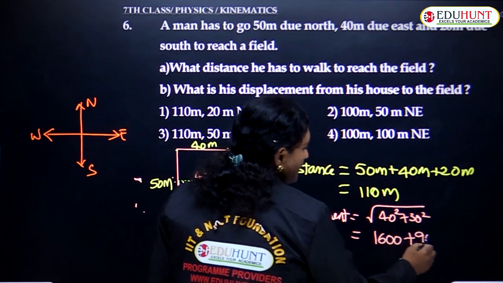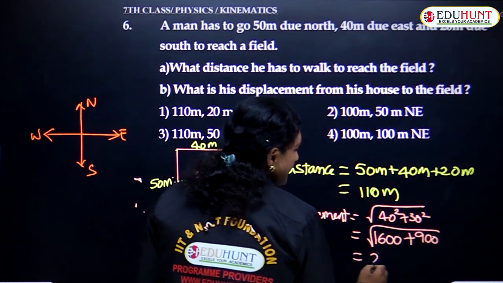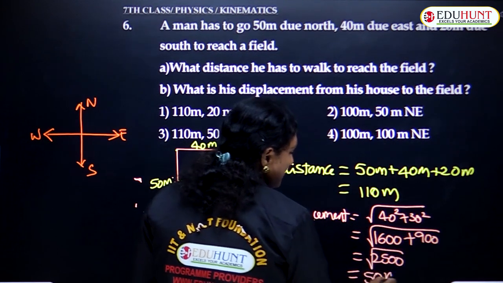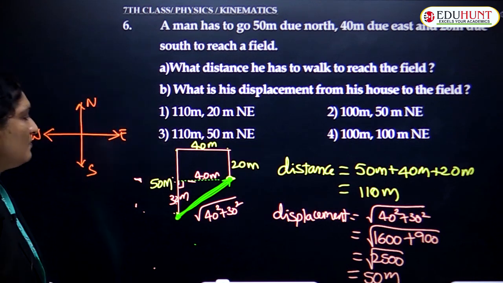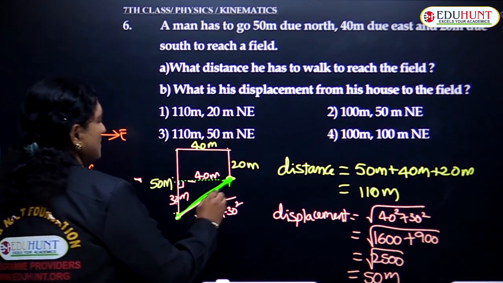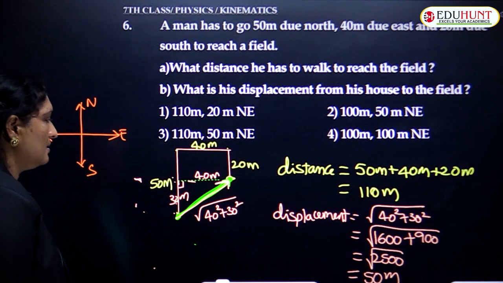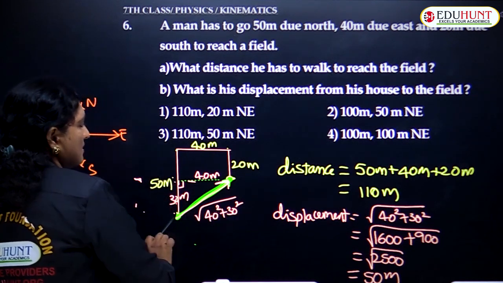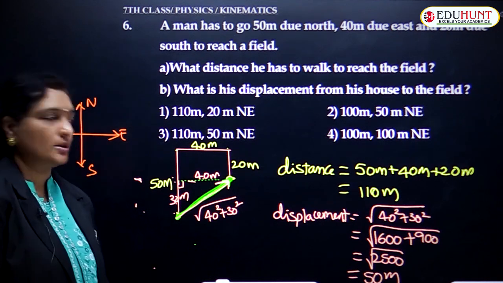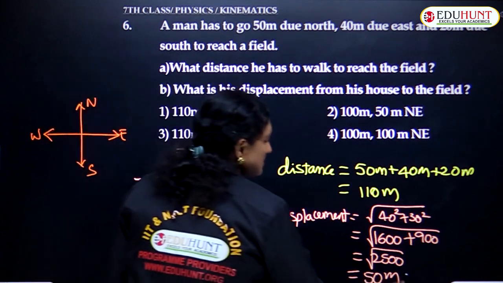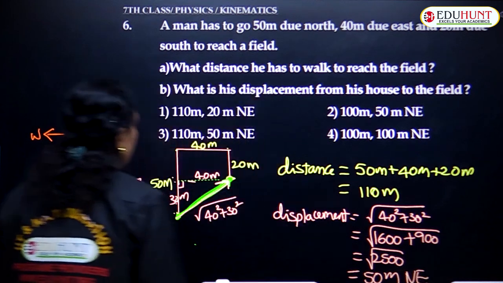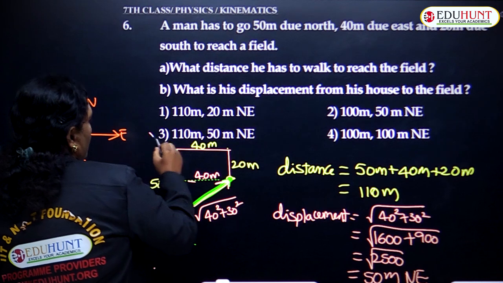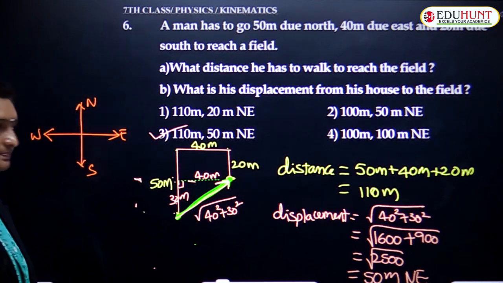1600. 30 square is 900. All together it is 2500. Under root is nothing but 50 meters. And which direction? From here to here. Which direction is this? This is north east. This way it is east and this way it is north. Hence, this direction would be northeast. So, 50 meters northeast. So, 110 meters is the distance and 50 meters northeast is the displacement. Hence, your answer would be third option.